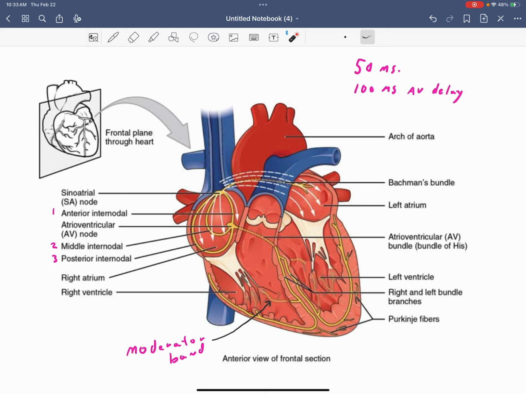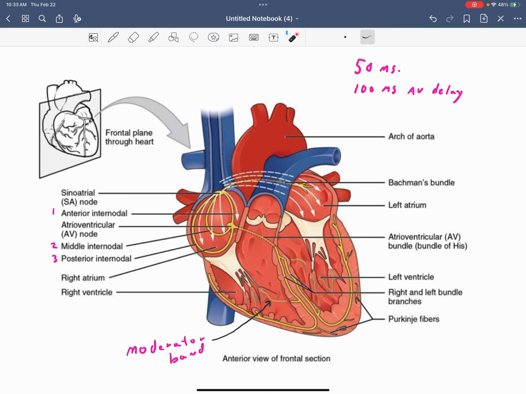Now, once the signal gets through the AV, it will spread down through the AV bundle. The bundle gets into the interventricular septum, and it's going to break into the right and the left bundle branches. So we have the right bundle branch, and we have the left bundle branch. And as we head down, you can see the fibers will be distributed throughout the myocardium.